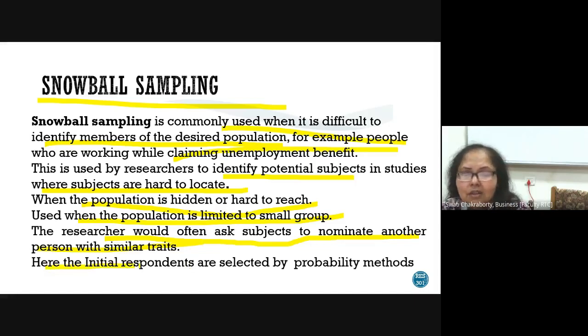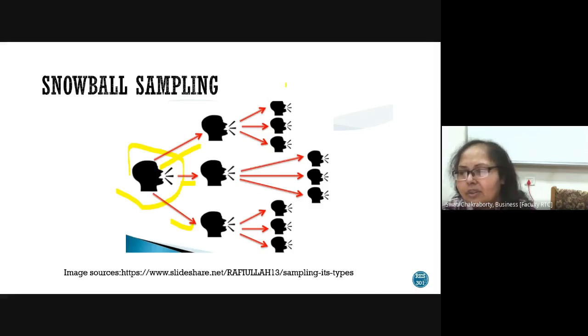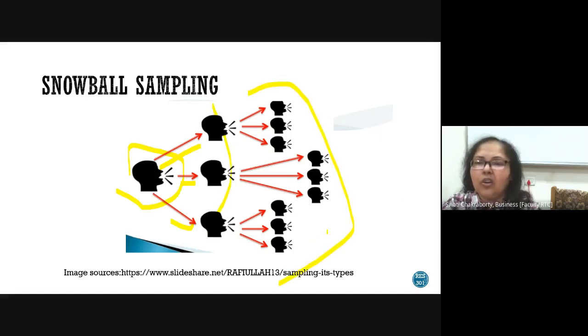So here the initial respondents are selected by probability methods, and then they would tell who would be the next member, the next person in that sample to be selected. So select one, and then they would give references of three. From there, again, that's how it goes. Three, it goes on, 1 to 3, then comes 9, right? Snowball. What snowball comes from is the fact that when you make a snowball, it starts small and gradually becomes bigger as you accumulate.